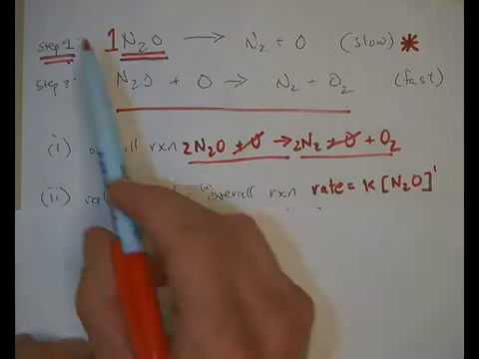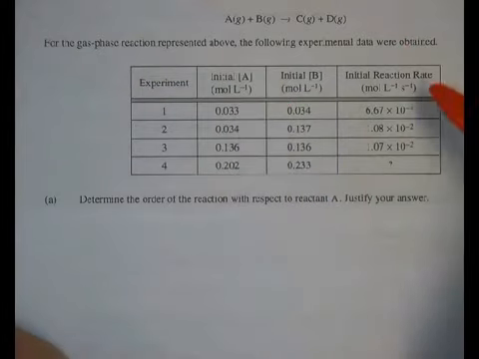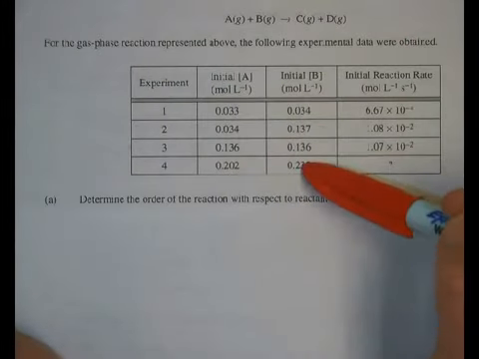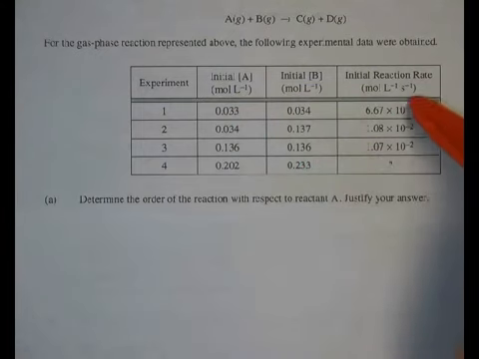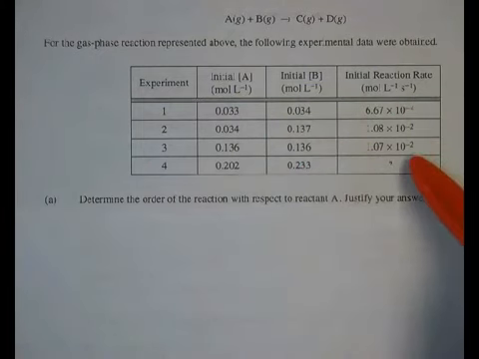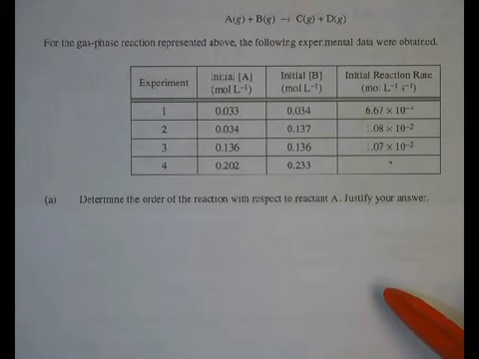And it gives us a bunch of experimental data, tells us the initial concentrations of A and B, and the initial reaction rate for 1, 2, and 3, but not for 4. The question says, determine the order of the reaction with respect to A. Justify your answer. So let's take a look at how a couple of the concentrations change and how those affect the initial rate of the reaction.